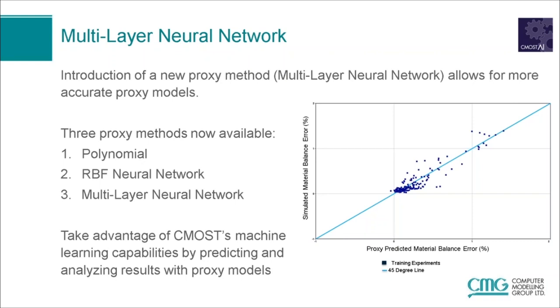And this allows users to use either the default network, which is sufficient for many problems, or more advanced users of CMOST can define their own network by defining the number of layers in the network as well as the number of nodes. And our test results show that with the appropriate network configuration, the new multi-layer neural network can provide more accurate proxy modeling compared to RBF. And also, once the proxy model is built, the multi-layer neural network is faster to predict the outcome than RBF.